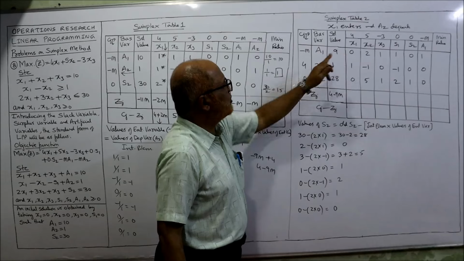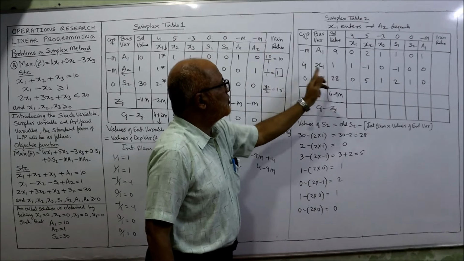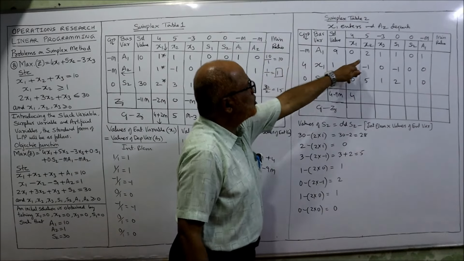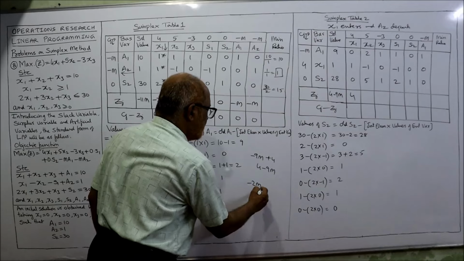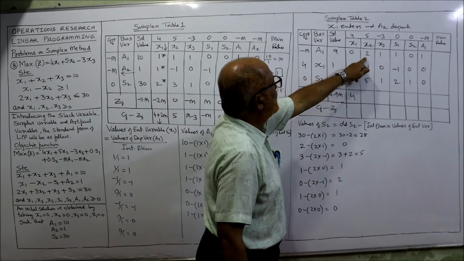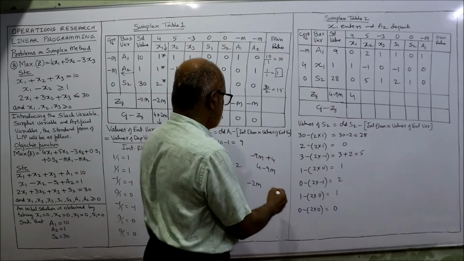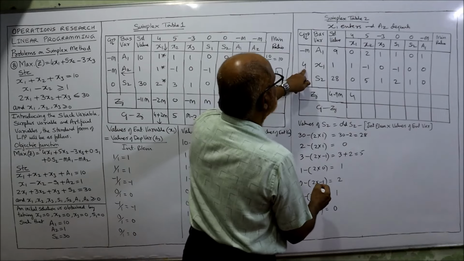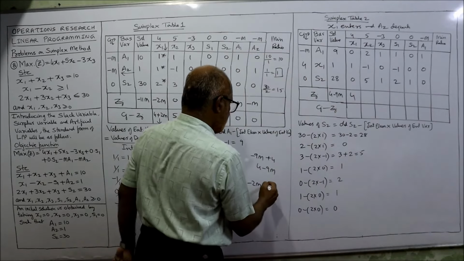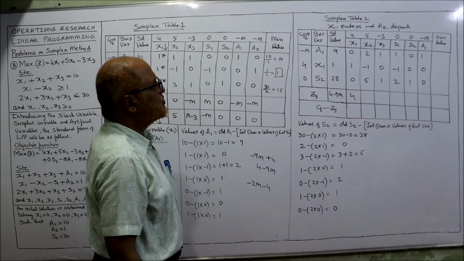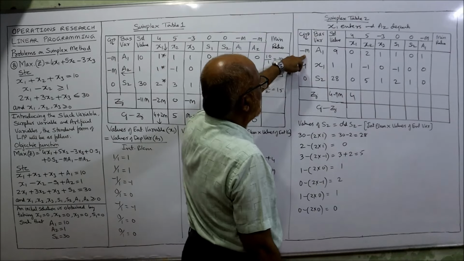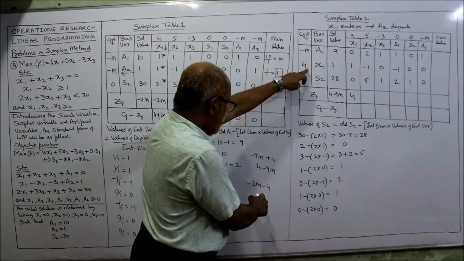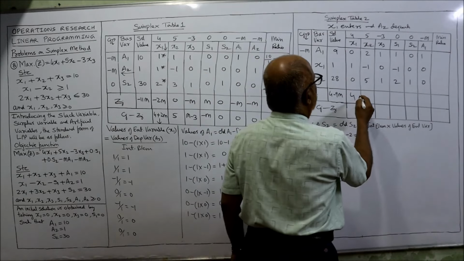Minus m into 0 is 0. 4 ones are 4. 0 into 0 is 0. So 4 ones are 4. Here minus m into 2 is minus 2m. Plus into minus will be minus. Here minus plus into minus is minus 4. So minus 2m minus 4. Again I repeat, minus 2m. Then plus into minus will be minus. 4 ones are 4. So minus 2m minus 4.